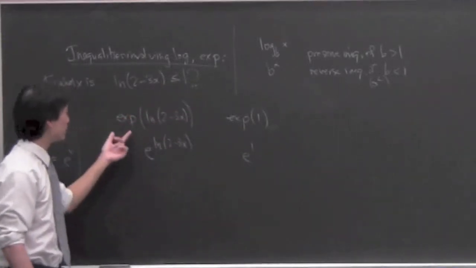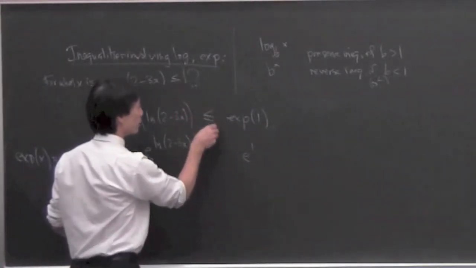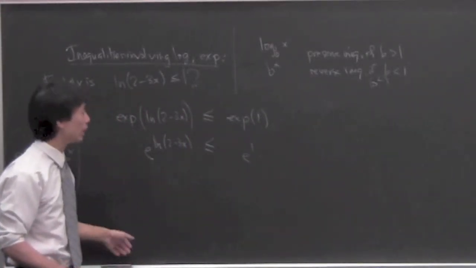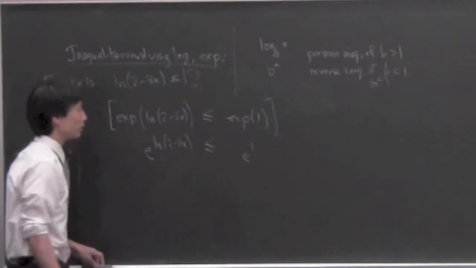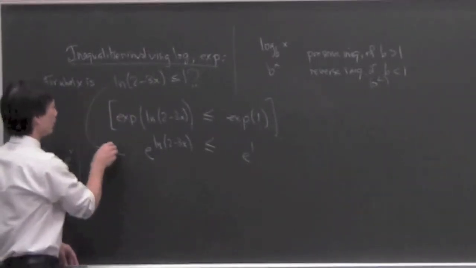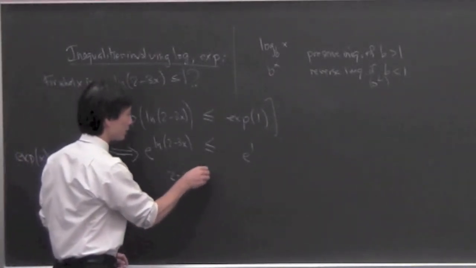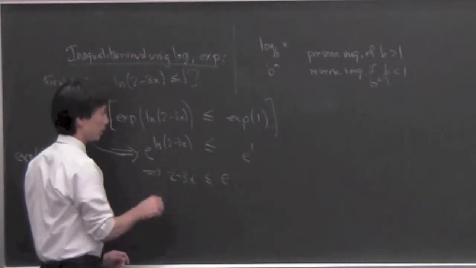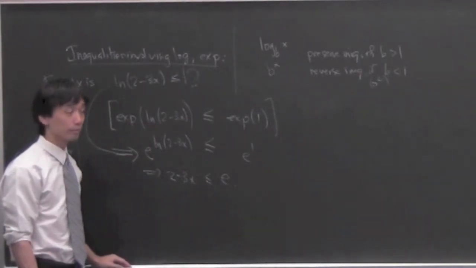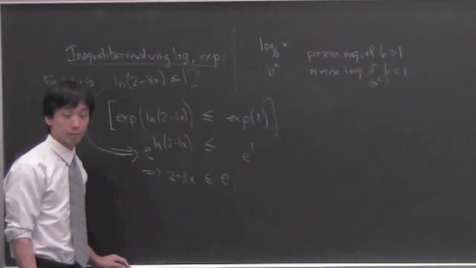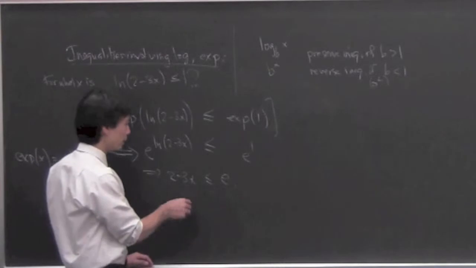And this is e to the something, and e is bigger than 1, and so the inequality is preserved. The inequality is not reversed. So let me put this one in brackets. It's redundant. So this thing would imply this thing on the left here: 2 minus 3x is less than or equal to e. E to the x and natural log cancel each other out. And then we just solve for what x must be.